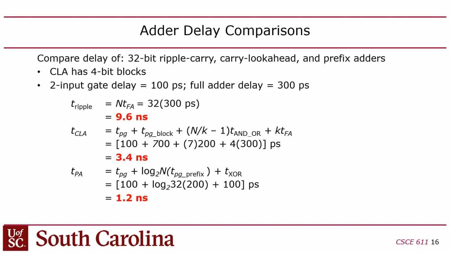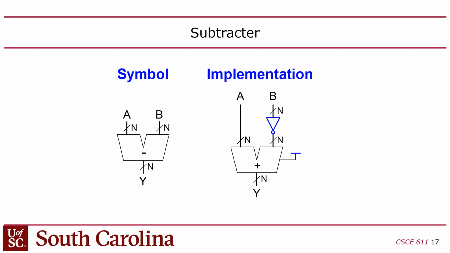In this case, for this set of parameters, this was a 32-bit ripple carry, carry look ahead, and prefix. We're using 4-bit blocks for carry look ahead. 2 input gate delay, 100 picoseconds. Full adder delay is 300 picoseconds. And you end up with 9.6 nanoseconds for the ripple carry, 3.4 for the carry look ahead, and 1.2 for the prefix. So the prefix does really well there. Make sense? Okay. All right, so those are the only adders we're going to cover.